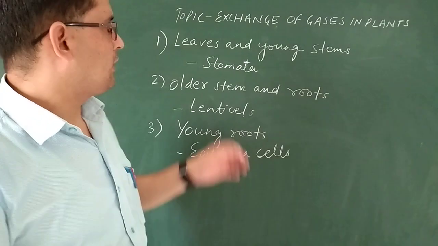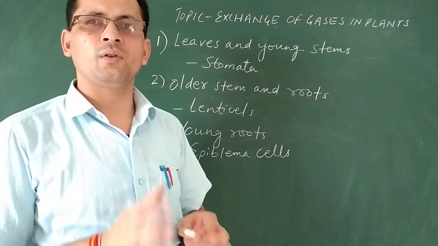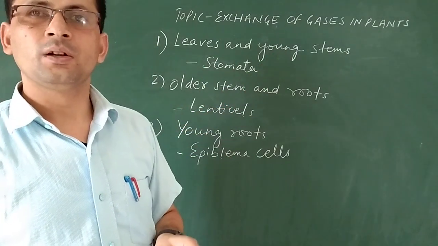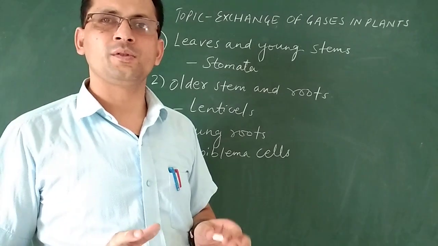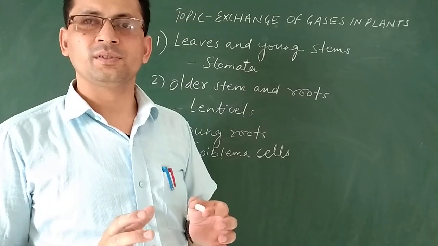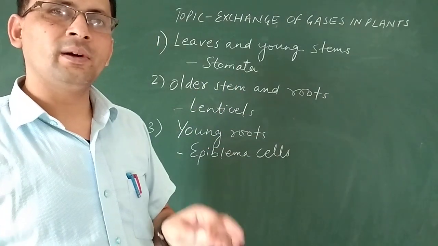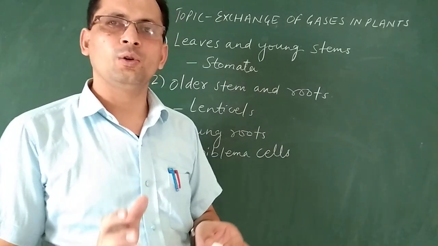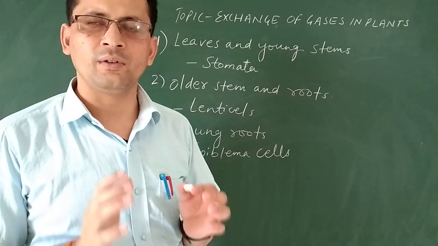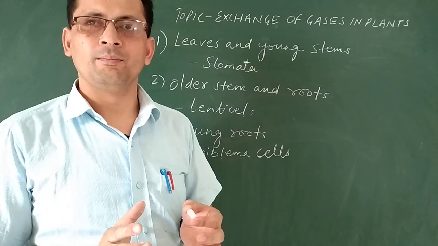Here you can see leaves and young stems. How does the exchange of gases take place in the leaves and young stems? It is through the minute pores present in the leaves and in the young stems, and these pores are known as stomata. These stomata are minute openings present on the surface of leaves as well as on the young stem.